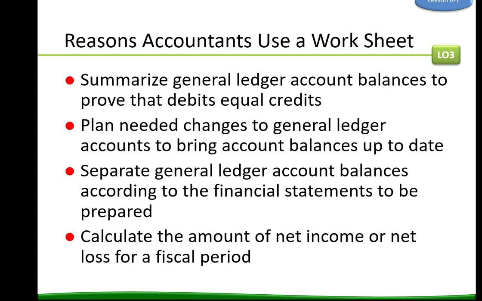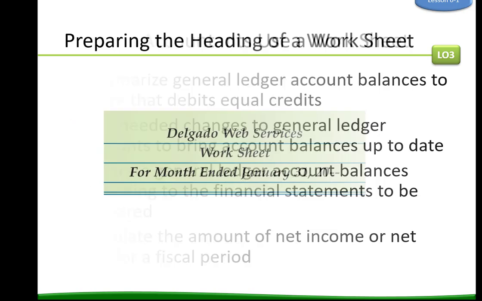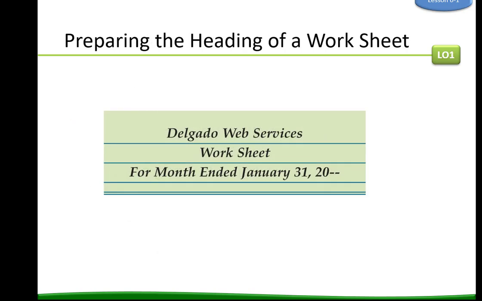So let's go ahead and prepare the heading for our worksheet. To prepare the heading for your worksheet, you will put the name of the company, worksheet, for the month ending, whatever month it is, January 31st, 2020.